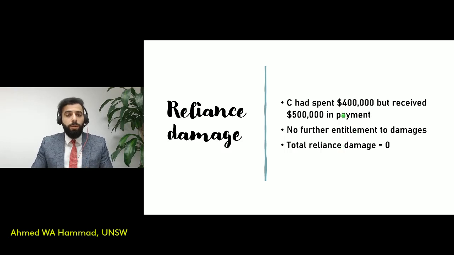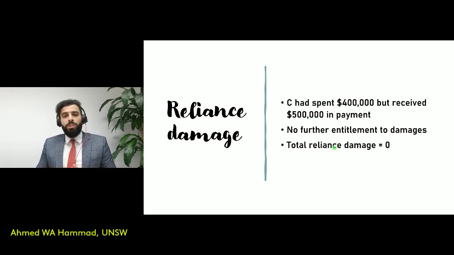In terms of reliance damages, remember we're looking at the expenses, so the plaintiff would receive the expenses that they had paid. In this case, he had spent $400,000, but remember that he received $500,000 in progress claims. So overall, there are no further entitlements because all the costs had been covered by the $500,000 in progress claims, and the reliance damages in this case would be zero.